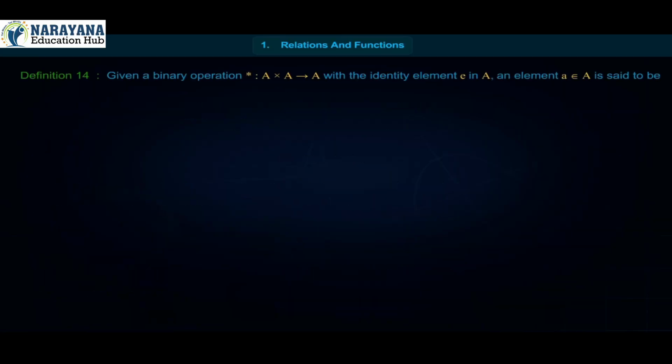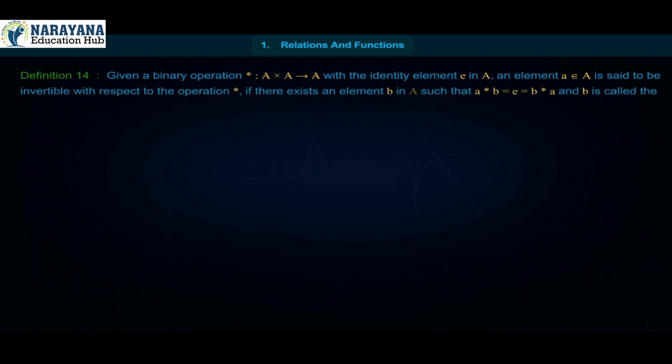Definition 14. Given a binary operation * from A × A to A with the identity element e in A, an element a belonging to A is said to be invertible with respect to the operation * if there exists an element b in A such that a * b = e = b * a, and b is called the inverse of a and is denoted by a inverse.